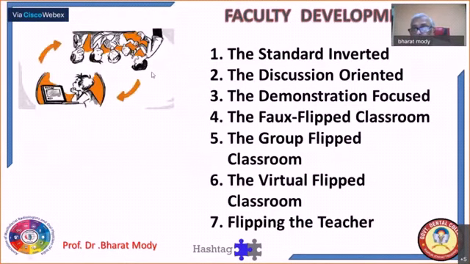What are the different methods in which you can do the flipped classroom? The standard inverted is the one where you give a home assignment and do this. It's a basic method. Discussion method is that you fix up an agenda and then you send a video only in regards to that agenda, and then you discuss according to the way discussion should be done. The demonstration type is for psychomotor skill development.